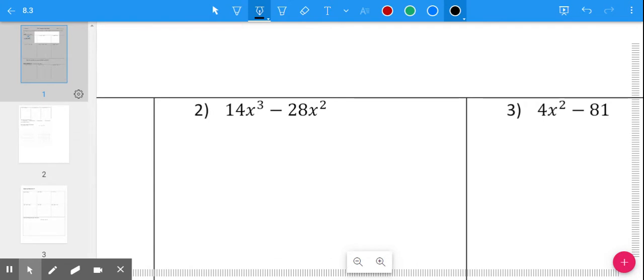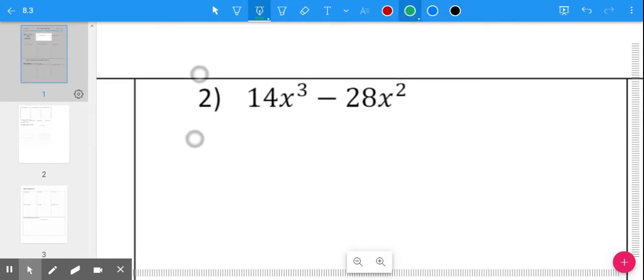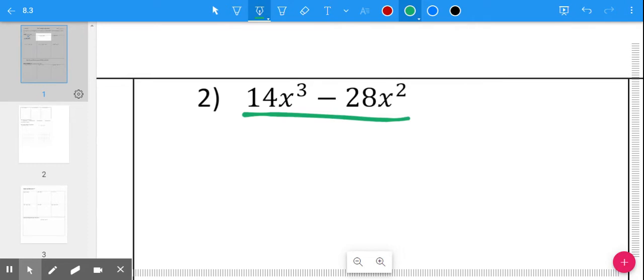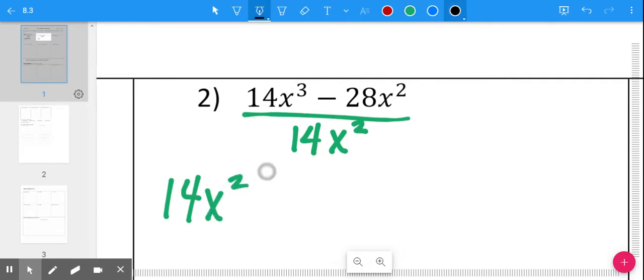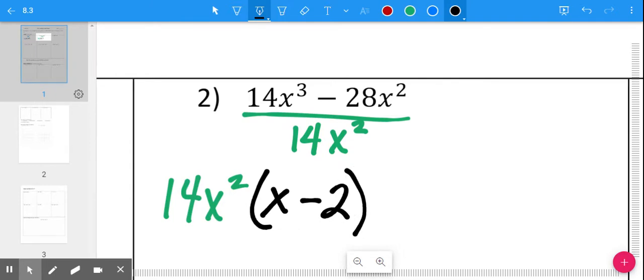So when we look at the next one, what do these have in common? Well, 28 is a multiple of 14, so I can factor out a 14. And then we have x cubed and x squared, so I can factor out x squared. So if I divide both terms by 14x squared, 14x cubed divided by 14x squared, there's one extra x in x cubed, so x is our remainder. And then we have negative 28 divided by 14 is negative 2. X squared divided by x squared is 1, so we don't have to write it. And we're finished.